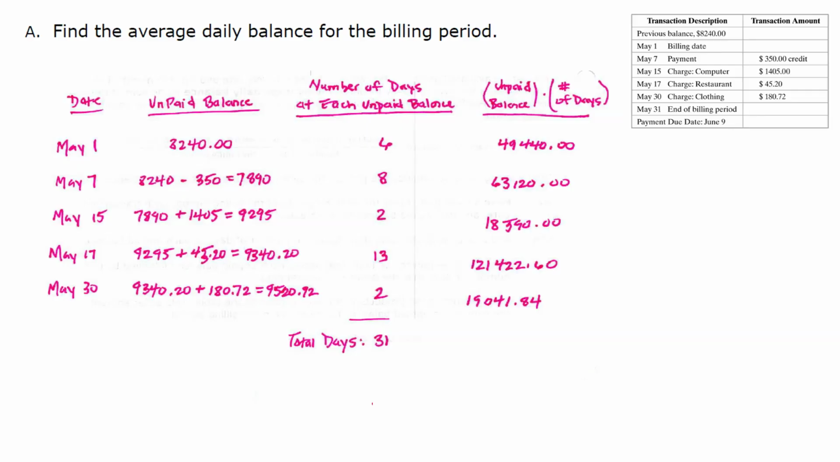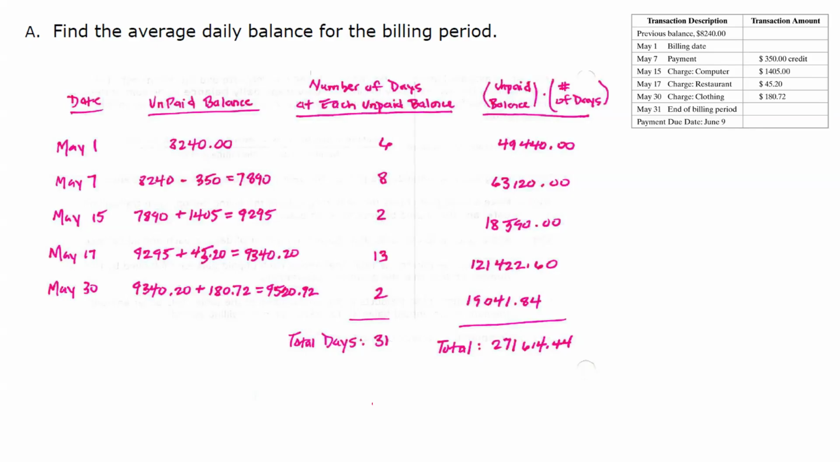Okay, so I took 6 times 8,240, then 8 times 7,890, then 2 times 9,295, then 13 times $9,340.20, and then 2 times $9,520.92. So that gives me a total of $271,614.44. Okay, so that is the sum of the unpaid balances for each day in the billing period.